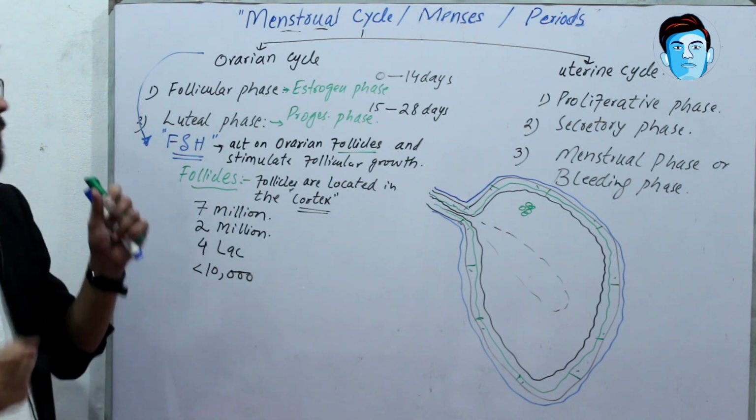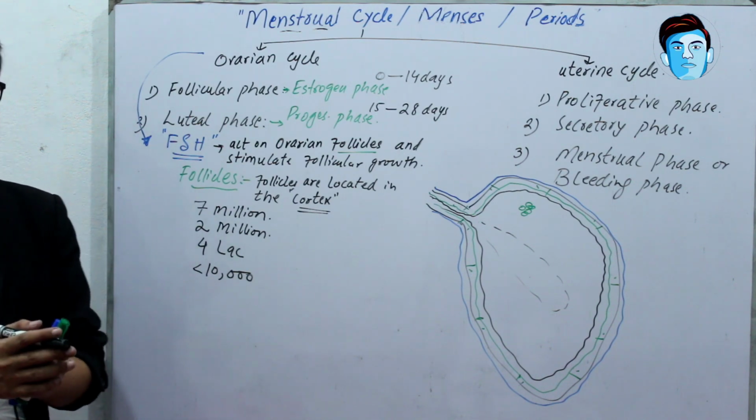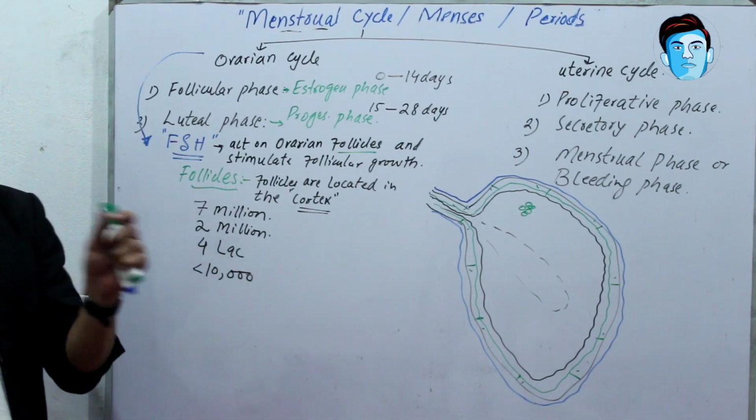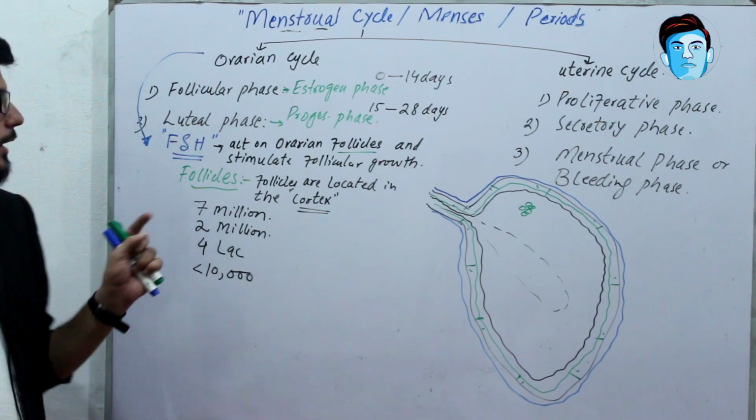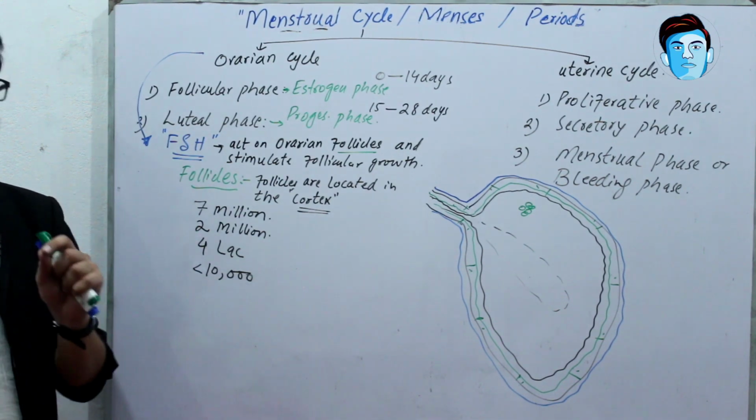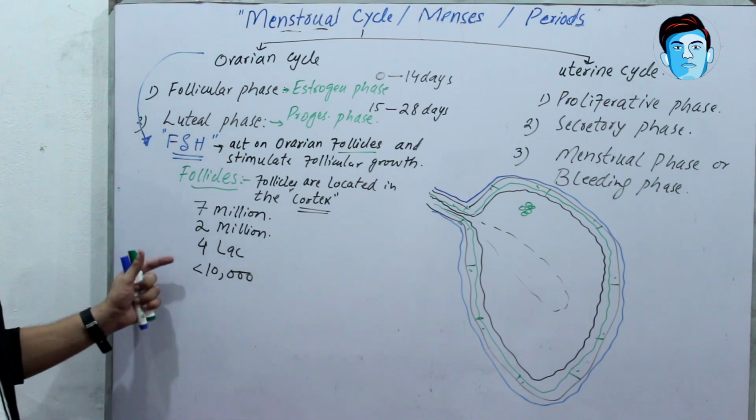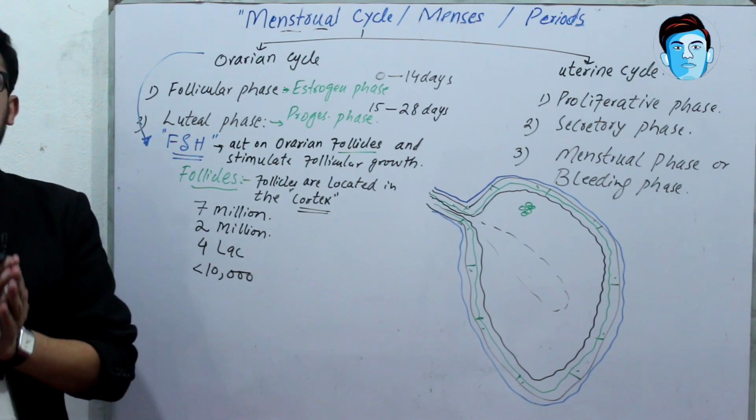So the number of primordial follicles when the baby fetus is in the womb at 5 months is 7 million, while at the time of birth the number of follicles becomes 2 million, while at puberty it becomes 4 lakh, while at menopause the number of primordial follicles is less than 10,000.